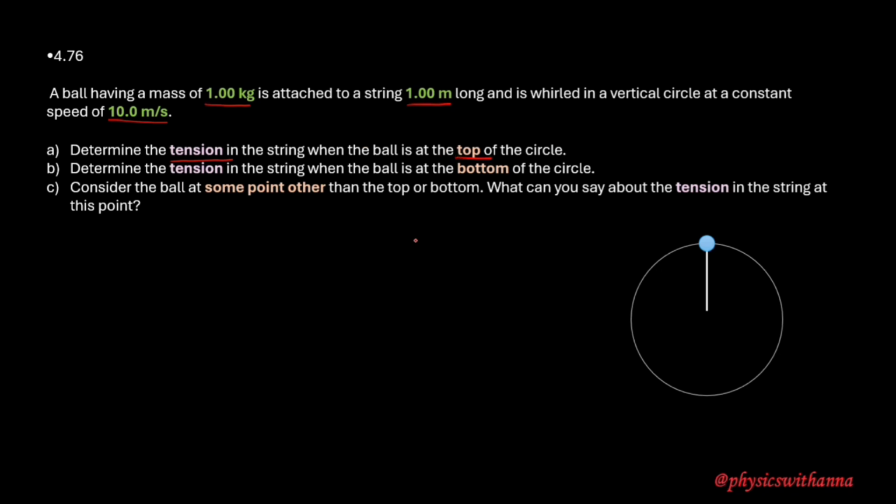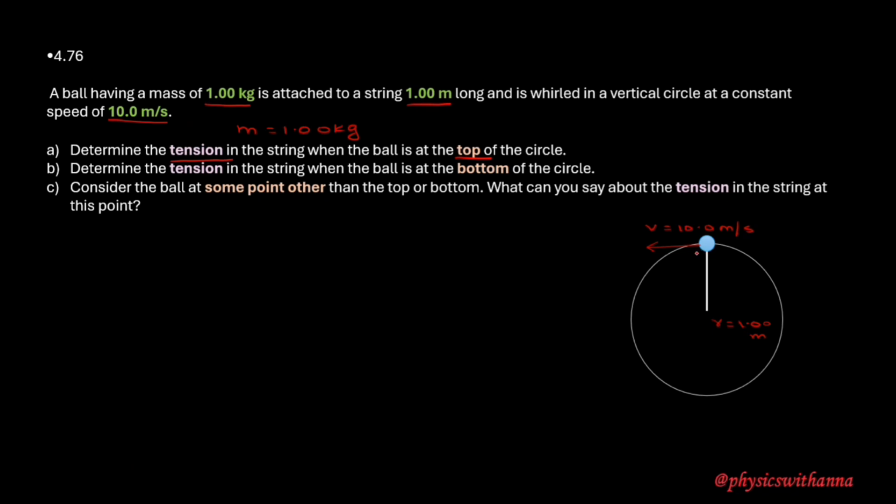So here in this question, you have a ball of mass m equals 1 kilogram that is whirled in a vertical circle with the help of a string 1 meter long. The length of the string is also the radius of the circle, so we can write r equal to 1 meter. The speed of the ball as it moves around the circle is constant, along the tangent to the circle at any point, and we will write the speed v as 10 meter per second.